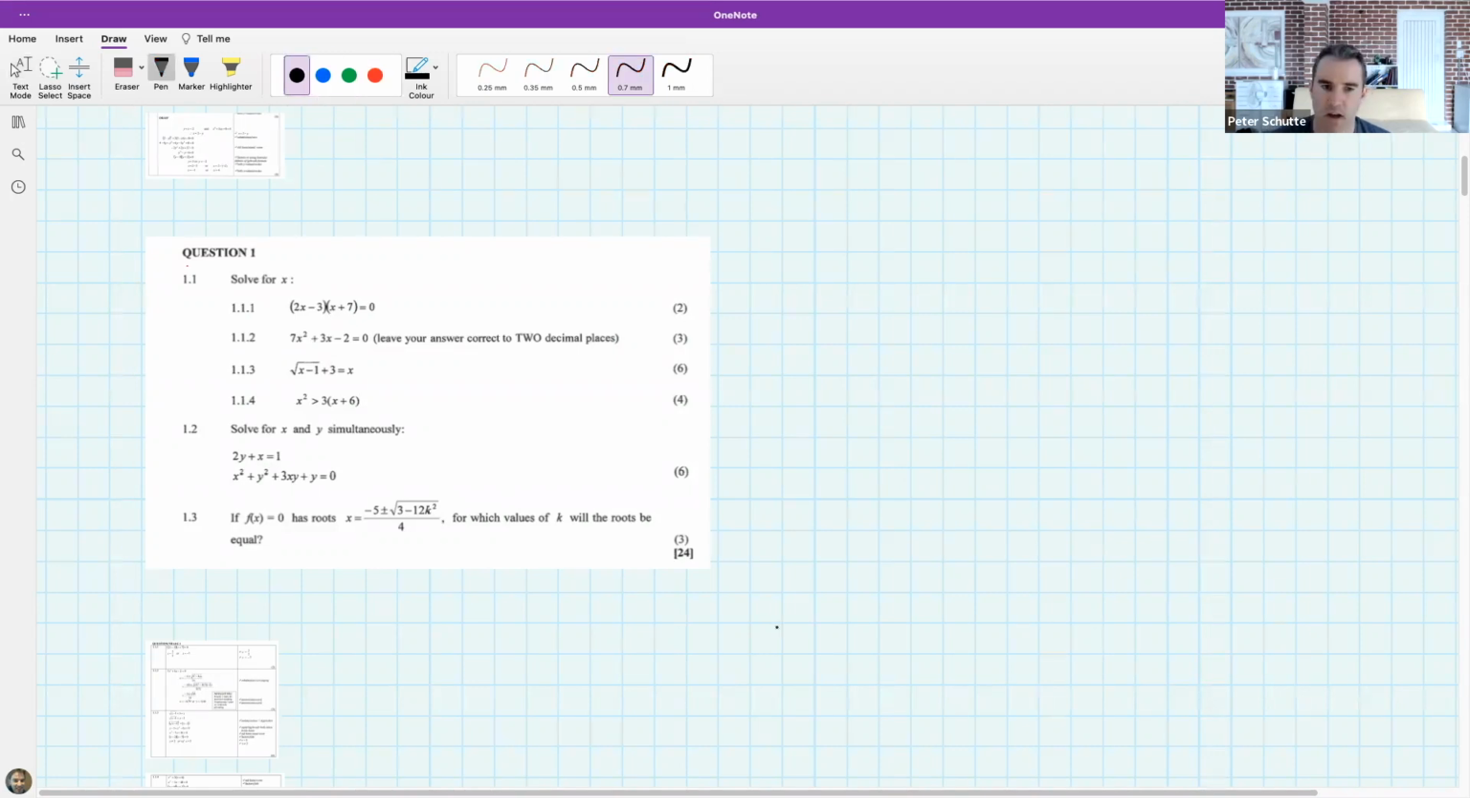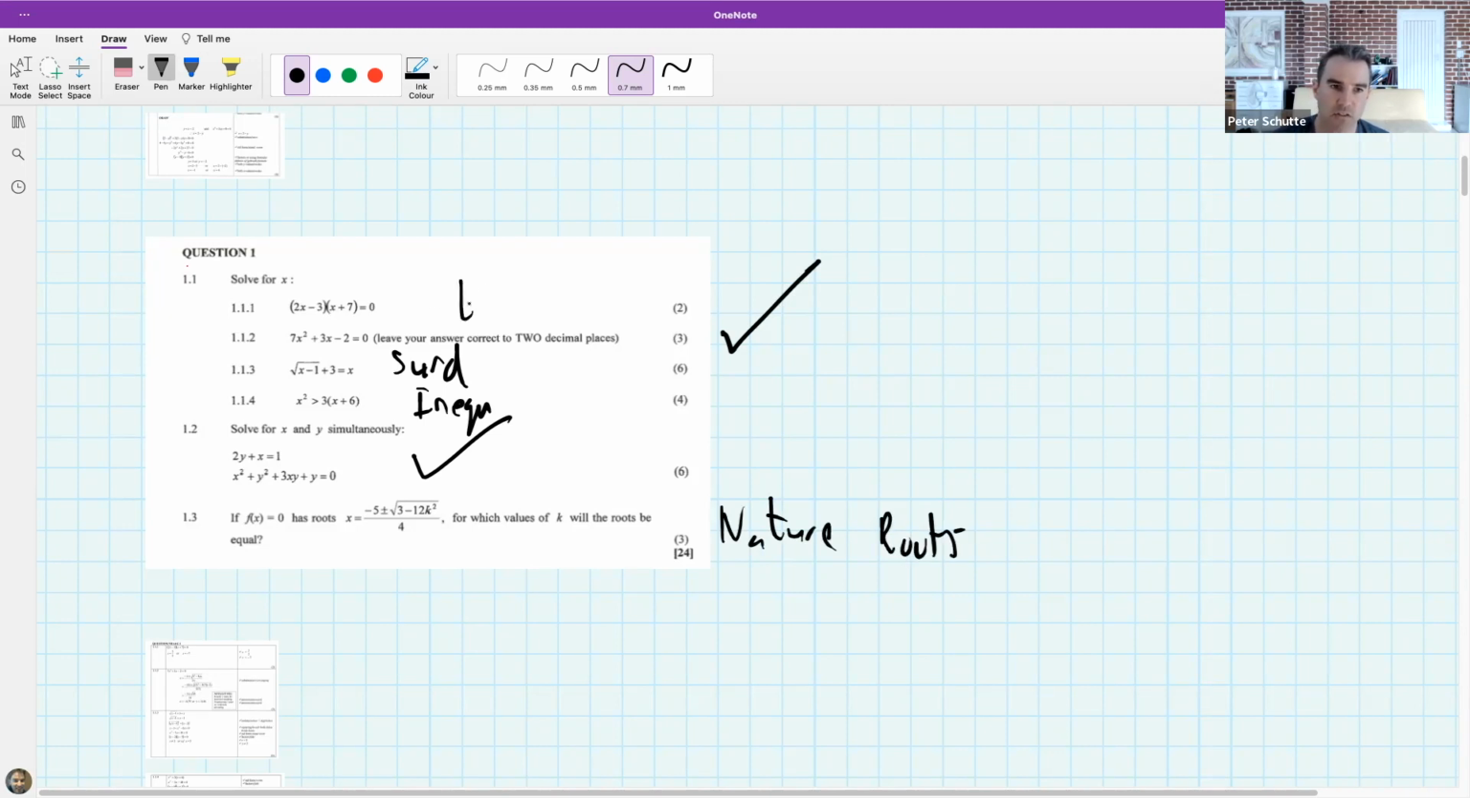So you definitely almost always see a simultaneous equation. You see a question where you have to use the formula. You see a surd equation. You see an inequality. Sometimes you'll see something along the lines of nature of the roots. And then there's normally some general equation solving to start the paper. So there's very much a structure that question 1 will always have.